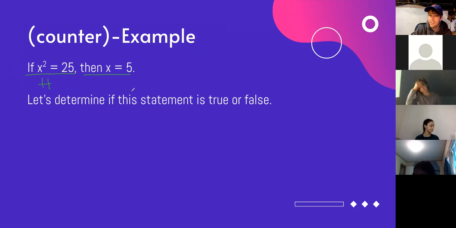So this first part, if x squared equals 25, that's our hypothesis. And this is our conclusion. For a counterexample, remember we need this part to be true, but this part to be false. So we want to come up with a number that is not 5, but does make this equation true, where x squared does equal 25, right? We want this part to be true, this part to be false. So something that's not 5, that satisfies that.